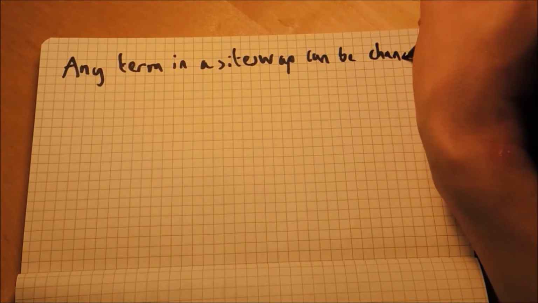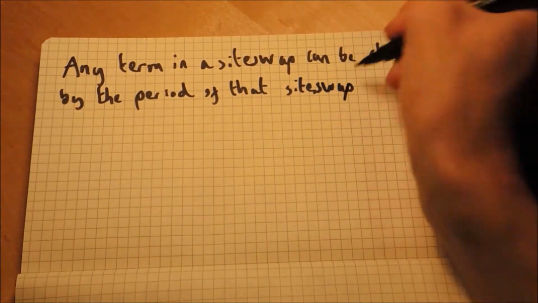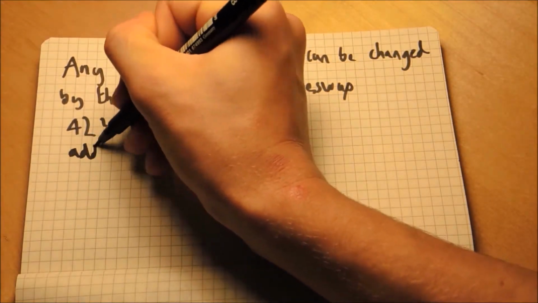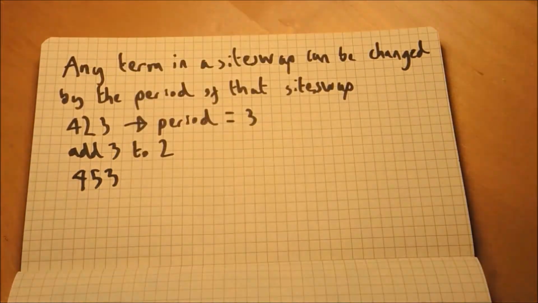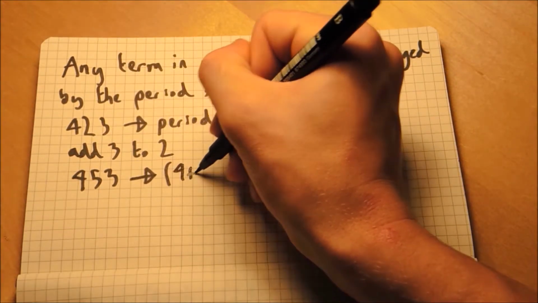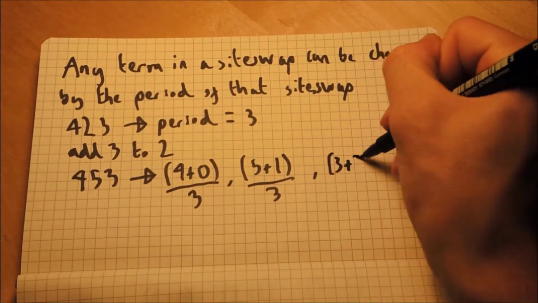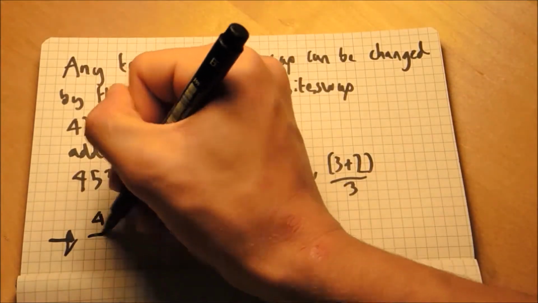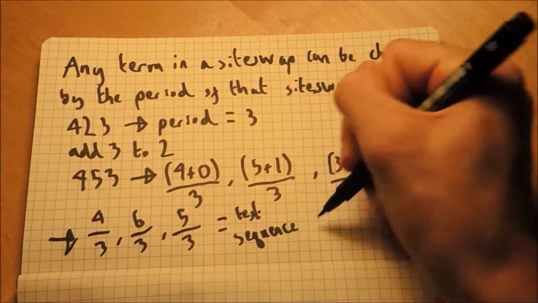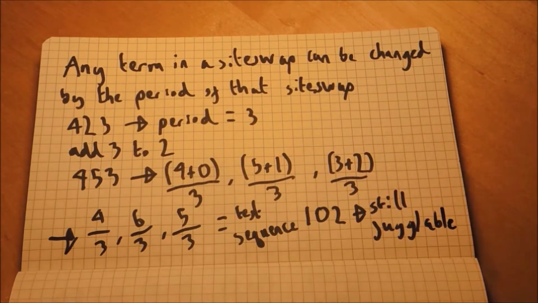The first important deduction that we can make is that any term in a siteswap can be changed by the period, and the siteswap will still be juggleable as long as the new term is not negative. For example, 4, 2, 3. This siteswap has a period of 3. So if we add 3 to 2, the second term in 4, 2, 3, we get 4, 5, 3. What we're going to see is that 4, 5, 3 actually has the exact same test sequence as 4, 2, 3, meaning two things: that it is juggleable and also that the test sequence has not changed. This is because if you add 3 to something being divided by 3, the remainder will still be the same, and so the test sequence will still be the same.